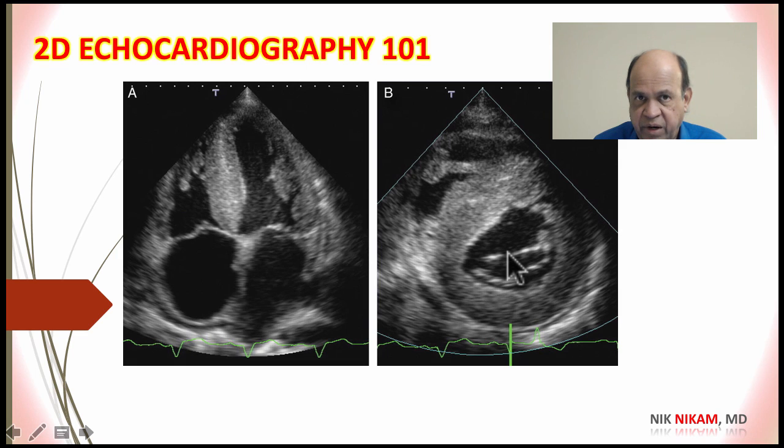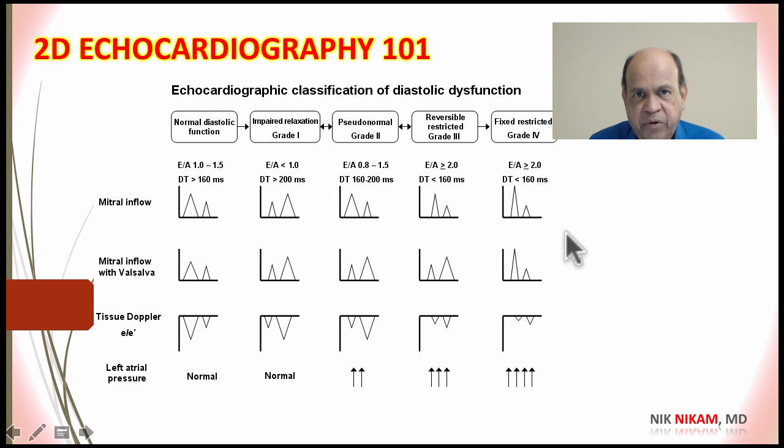Here's the anterior mitral leaflet, and here we have the posterior mitral leaflet. In patients with hypertrophic cardiomyopathy, there is diastolic dysfunction. The way the diastolic dysfunction is identified is by doing a pulse Doppler study. The pulse Doppler is placed right before the mitral valve in the apical view, and the pulse Doppler is recorded.